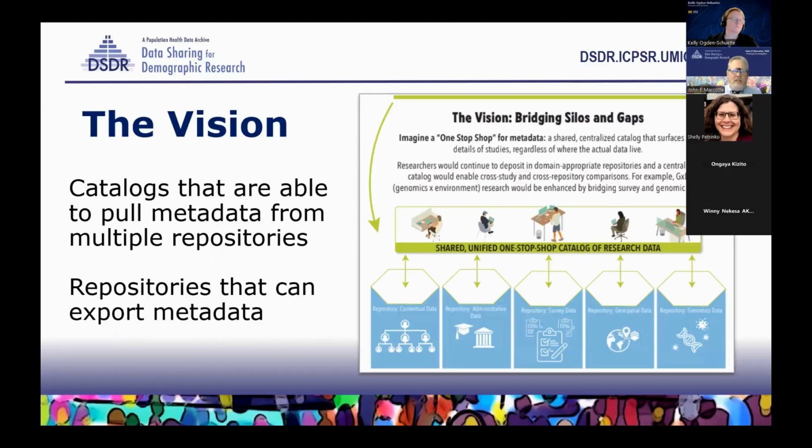So what's the vision? This is what the whole poster was about at iAssist. The vision is that catalogs are able to pull metadata from multiple repositories, and repositories can export their metadata to multiple catalogs. So we have a two-way communication here. Notice now in this graphic that instead of having silos, we have a catalog that can communicate with different types of data archives. This is really vital to the future that we're going to.